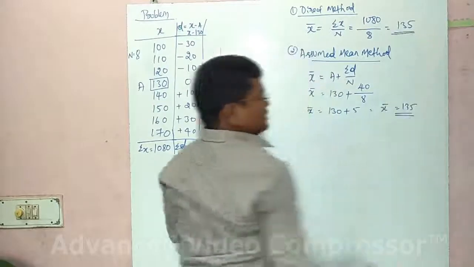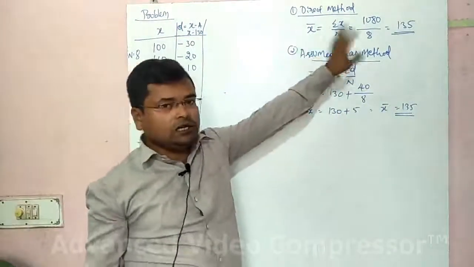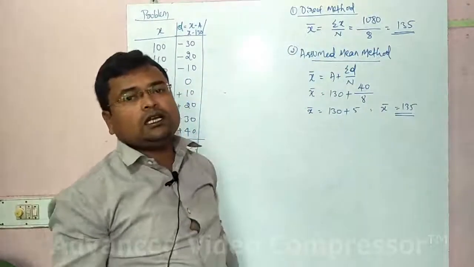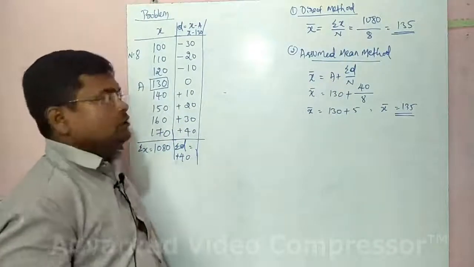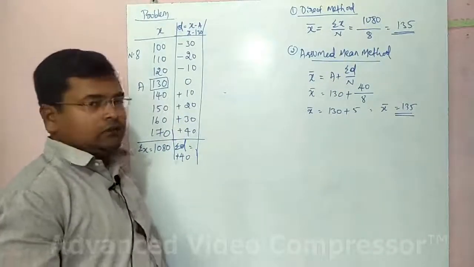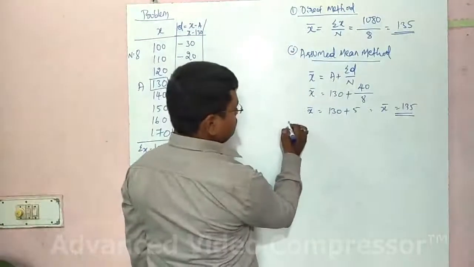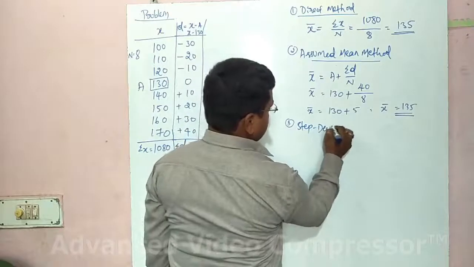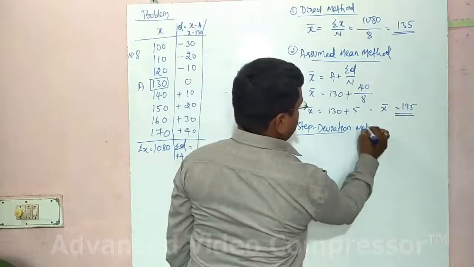Again we have got the same answer in both the methods. In the first method the arithmetic mean was 135, and in this second method the arithmetic mean is again 135. Okay, now let us calculate the arithmetic mean in another method, that is the step deviation method.